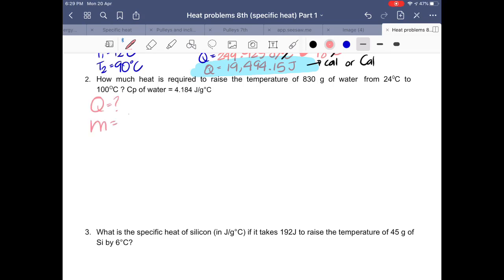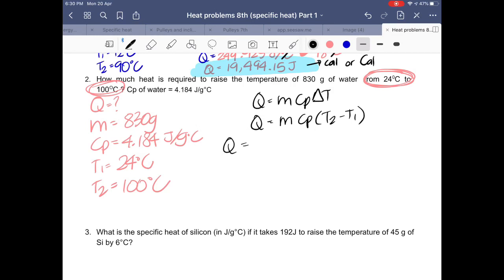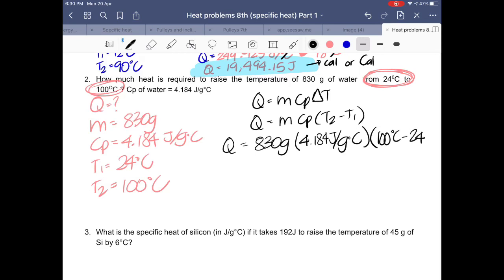We have a mass of 830 grams, and we have a specific heat of 4.184 joules over grams per degree Celsius, temperature 1 and temperature 2. They're telling you that it's going from 24 degrees Celsius to 100 degrees Celsius. So we have heat equals mass times specific heat times delta of temperatures. Again, mass times specific heat, temperature 2 minus temperature 1. So we have heat equals 830 grams times 4.184 joules over grams per degree Celsius times 100 degrees Celsius minus 24 degrees Celsius.